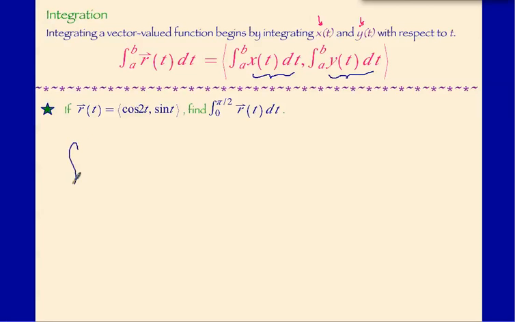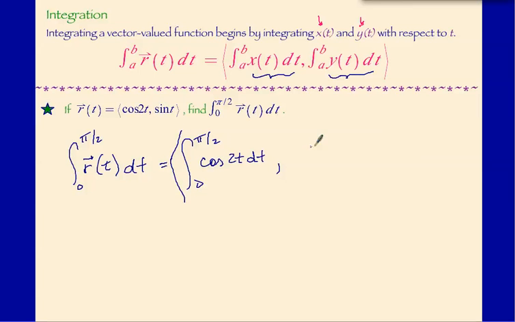If I want to integrate my vector-valued function dt, from 0 to pi over 2, then that is going to be the integral of cosine 2t dt from 0 to pi over 2. I should put this in the vector brackets, comma, the integral from 0 to pi over 2 of sine t dt. So we just integrate each of these functions.